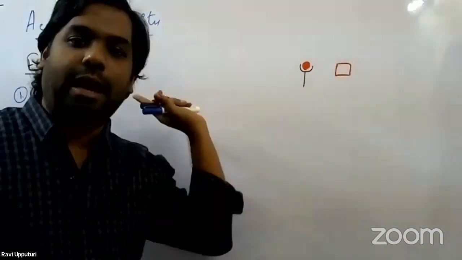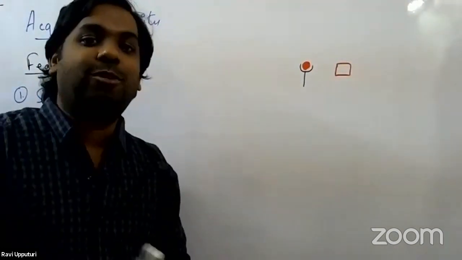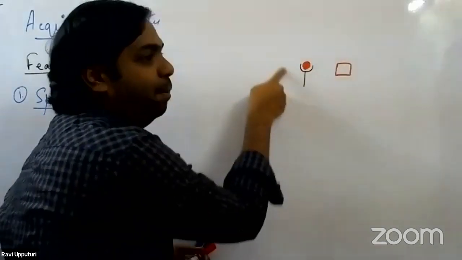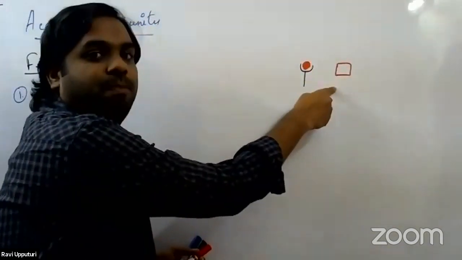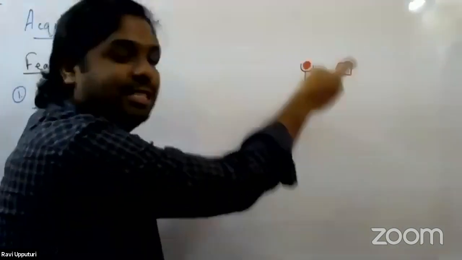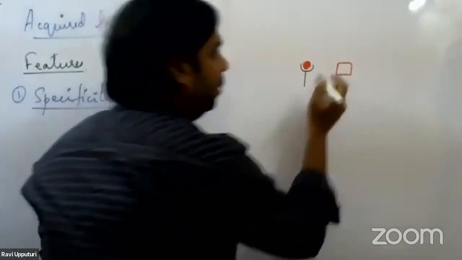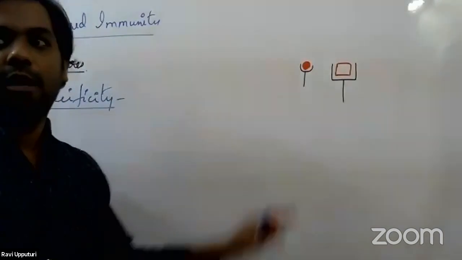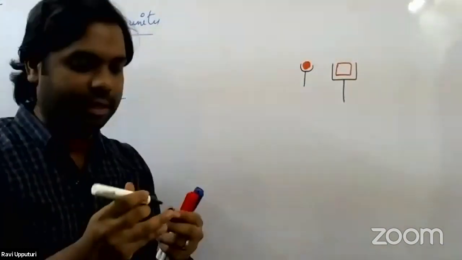Now what should our acquired immune system do? They have to synthesize the antibody which fits into this. So this type of antibody will never fit into this. So what should happen? It should specifically synthesize an antibody which appears to be somewhat like this. Right. So that's how the antibody has to be designed.